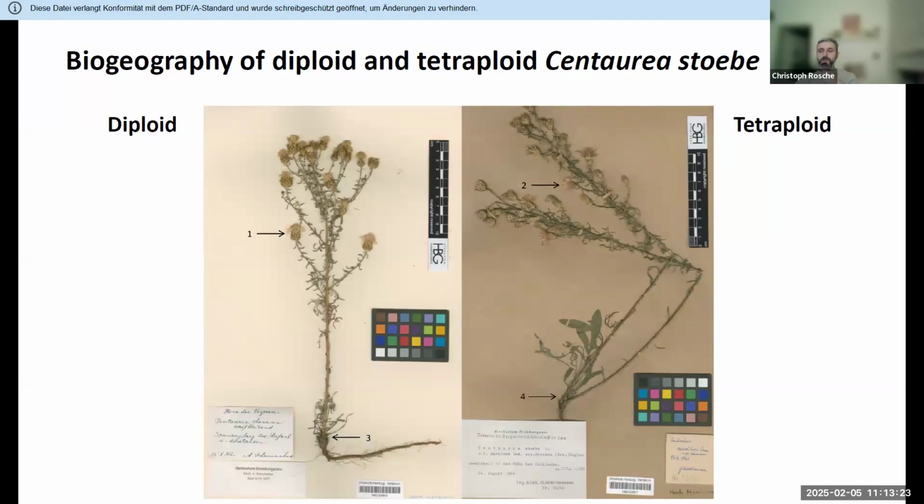Here you see two specimens where the key distinguishing traits are most pronounced. In diploids, here on the left, you see that the capitula tend to be rounder compared to tetraploids, here on the right, number 2. Additionally, tetraploids often have accessory rosettes at the root collar, which you can rarely find in diploids. And this accessory structure is linked to the polycarpic life cycle of tetraploids.